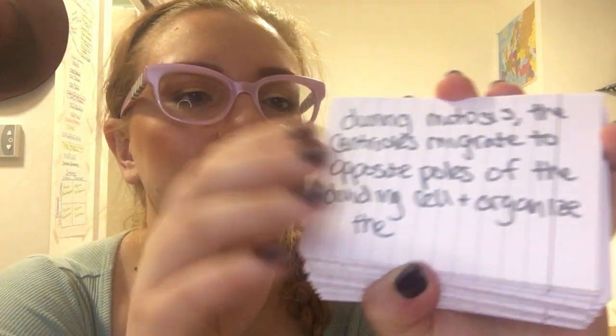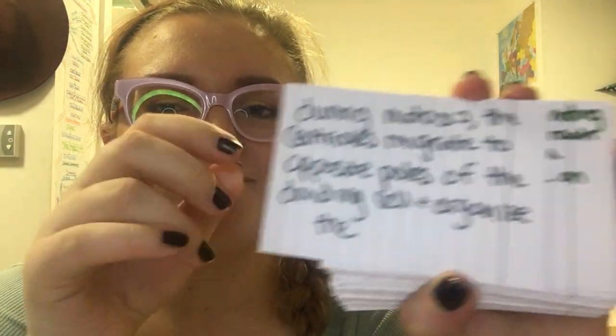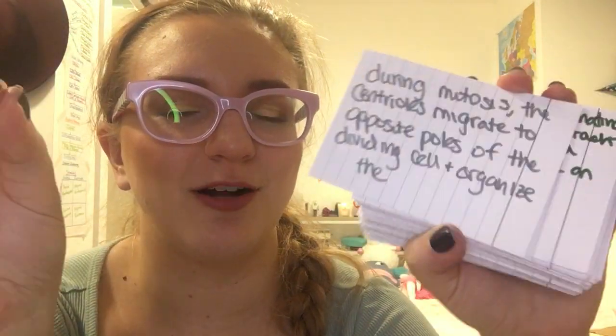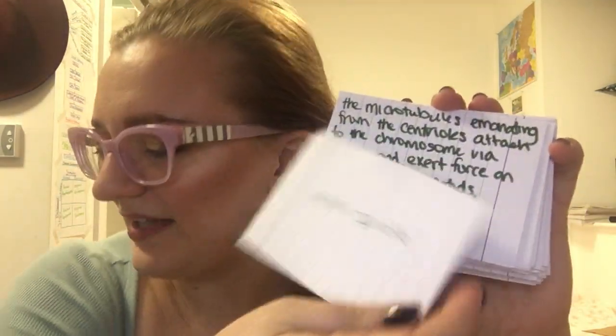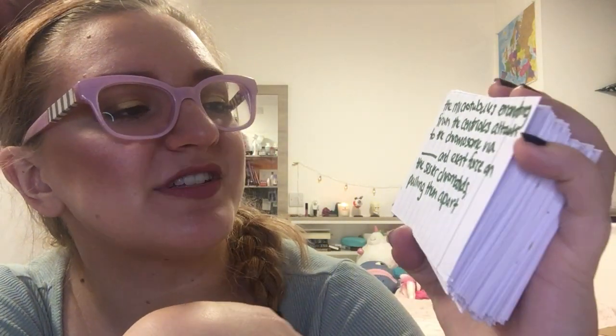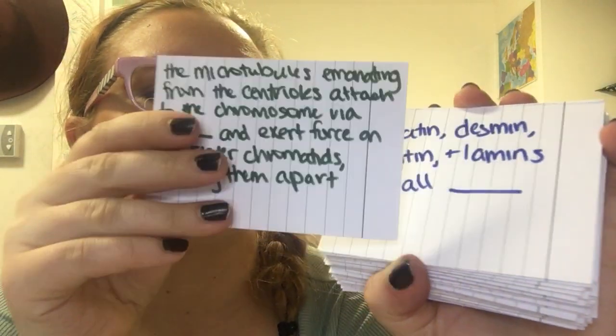During mitosis, the centrioles migrate to opposite poles of the dividing cell and organize the... So what do we get when those centrioles go to opposite ends of the pole? Do y'all remember this from mitosis? That's how they get the mitotic spindle. The microtubules emanating from the centrioles attach to the chromosome via blank and exert force on the sister chromatids, pulling them apart. Those are the kinetochores.